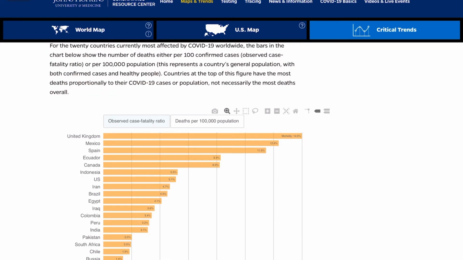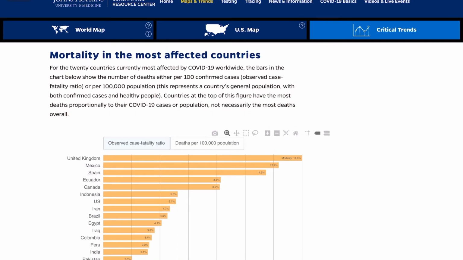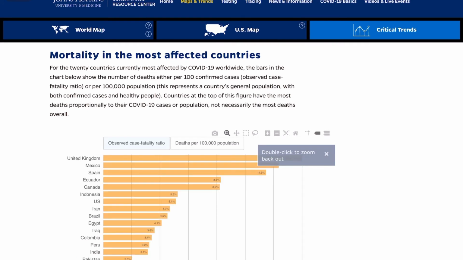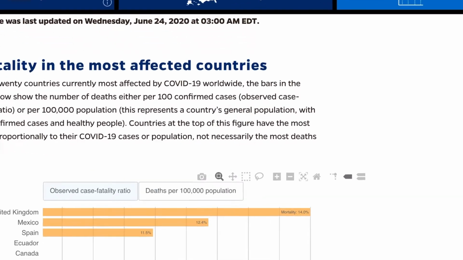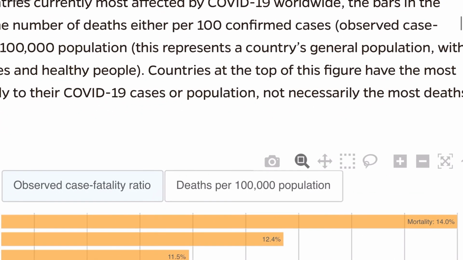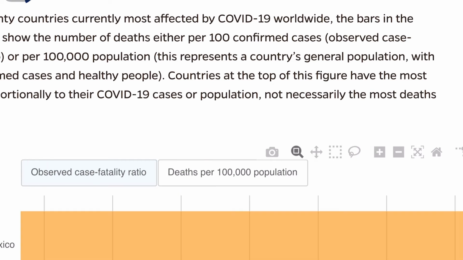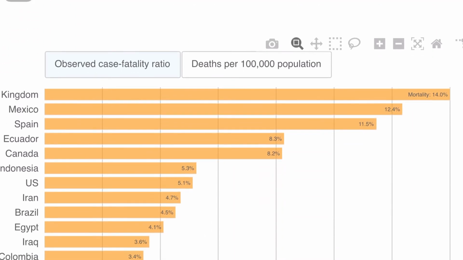Alright, folks, this is going to be a critical trend about mortality. It's very important to understand that in the UK the mortality was 14%. Now watch this very carefully. I'm going to try to zoom in on this. So United Kingdom mortality is 14%, and if I zoom in again, you will see that is death per 100,000 of population, whereas the US is sitting much lower, at 5.1%.